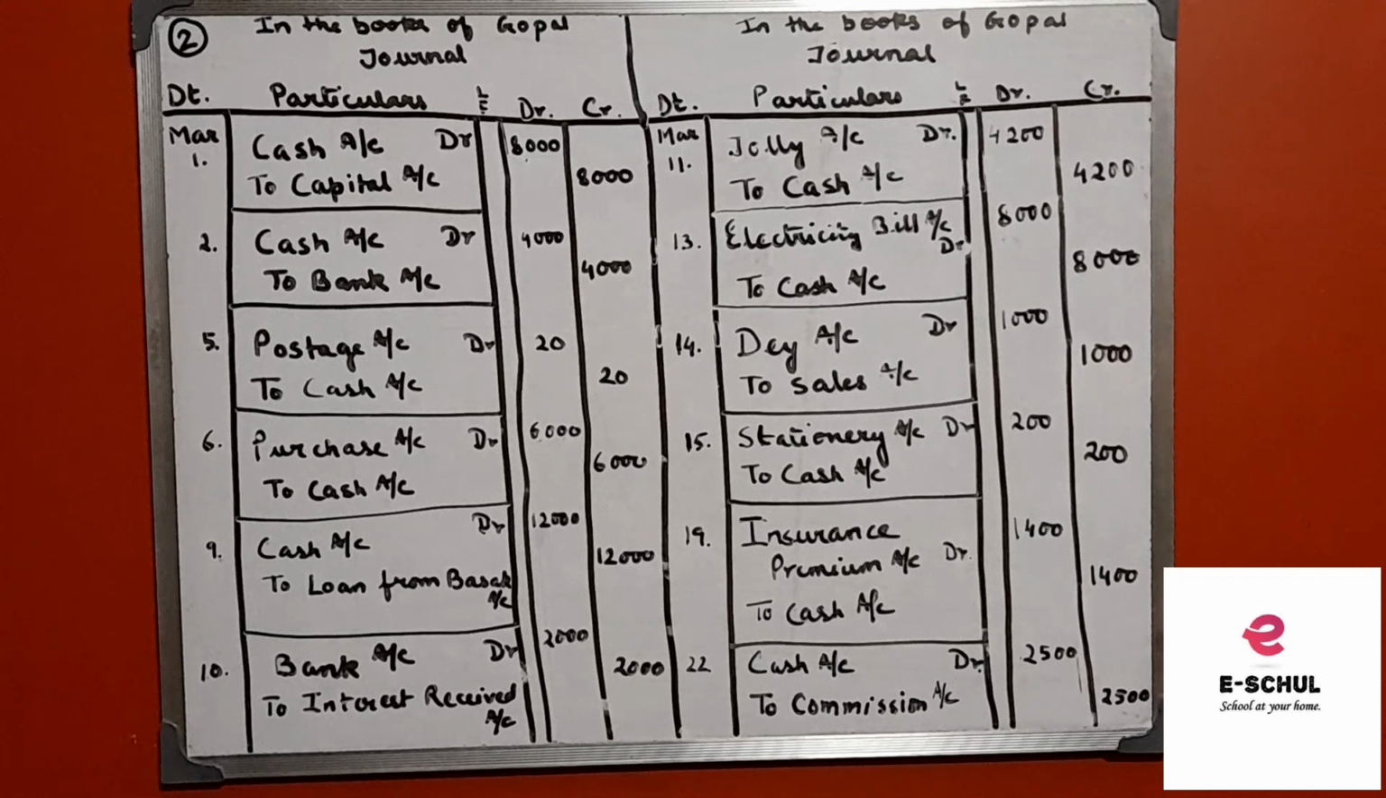Then the next one, received commission. Cash is coming in, so cash account debit to commission. Commission is a nominal account. It is an income for the firm or the business, so it has been credited. I hope up to this you have all understood.